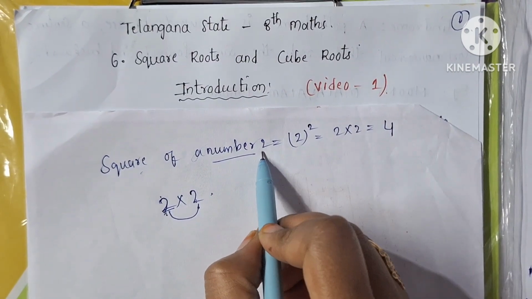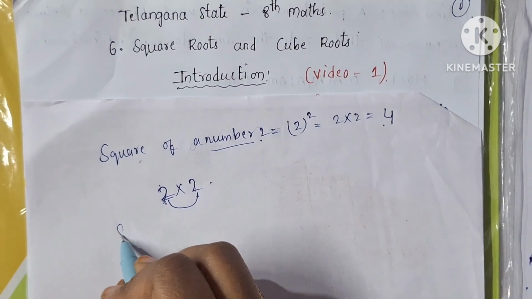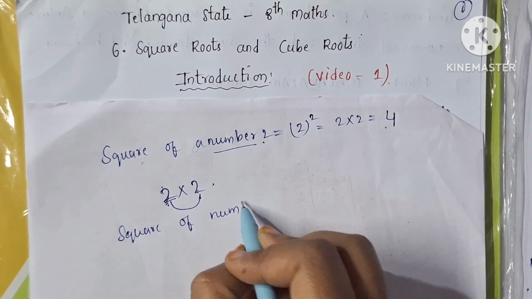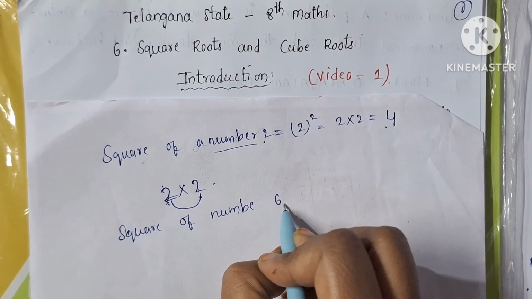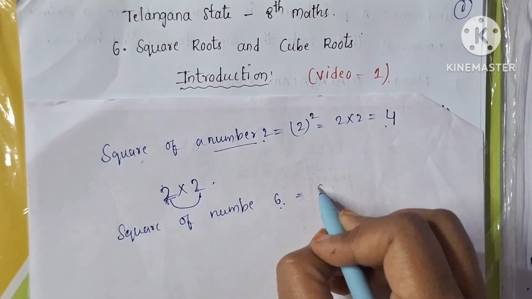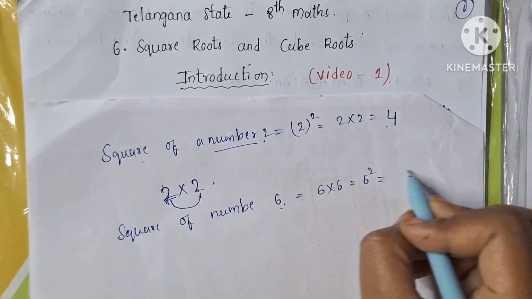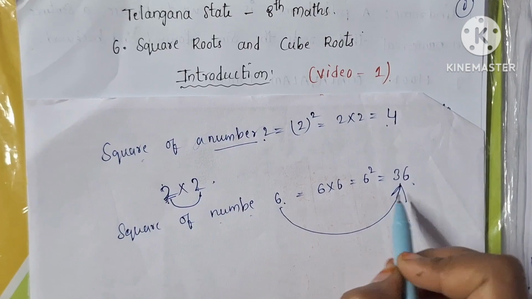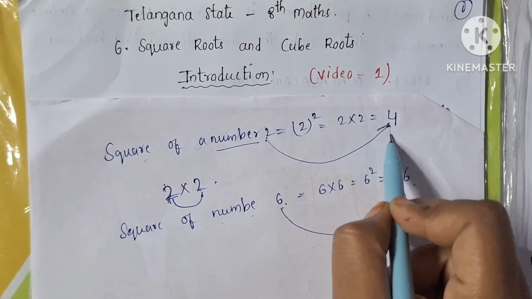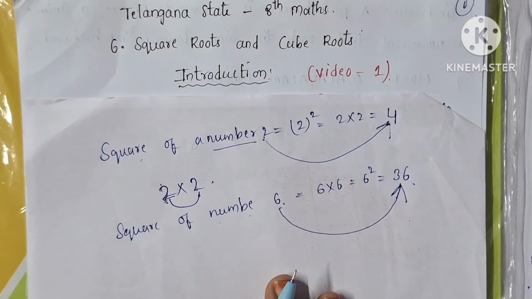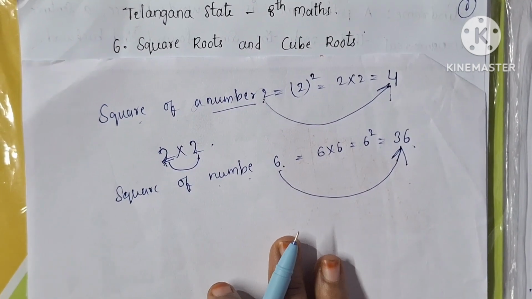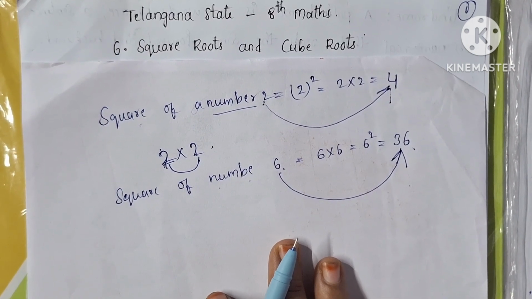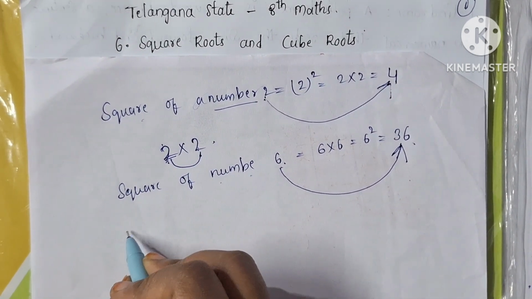What is the square of number 2? 4. Similarly, the square of number 6. We need to multiply 6 with 6, that is 6 square equals 36. What is the square of number 6? 36. What is the square of number 2? 4. In a similar way, we can write a square for any number, whether the number is small or big or a fraction or anything. We can write a square for each and every number.